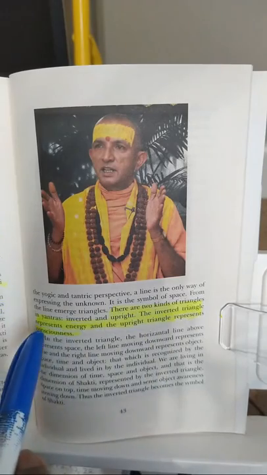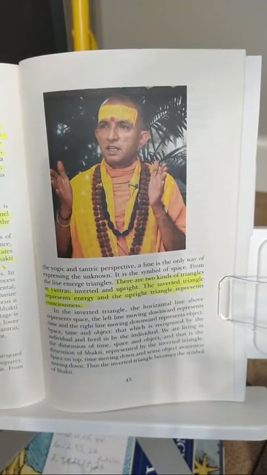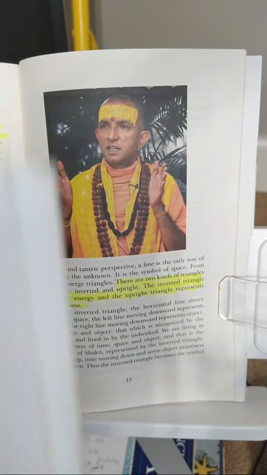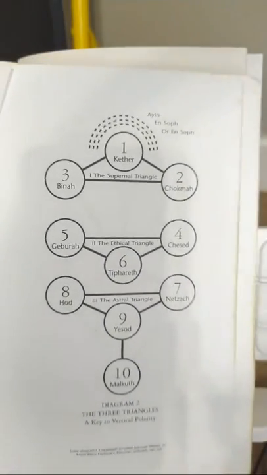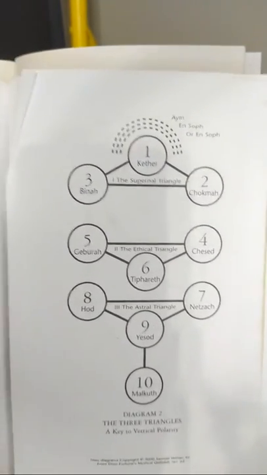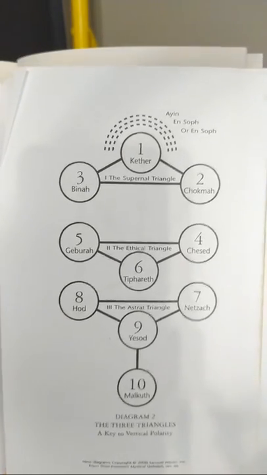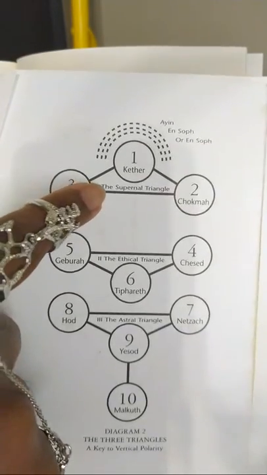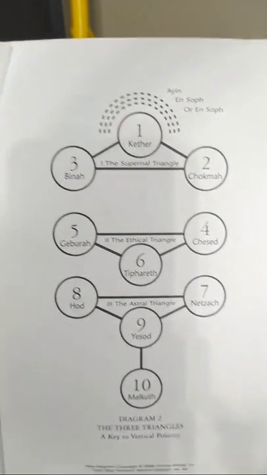There are two kinds of triangles in yantras, inverted and upright. Check this out. So what does he say here? He goes on to say that the inverted triangle represents energy and the upright represents consciousness. Boom. Do you see that? Breakthrough discovery. Somebody timestamp it, because we done figured it out. The upward triangle represents consciousness. The inverted triangle represents energy. Now it all makes sense.